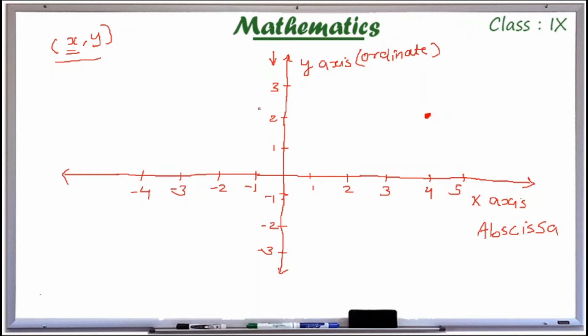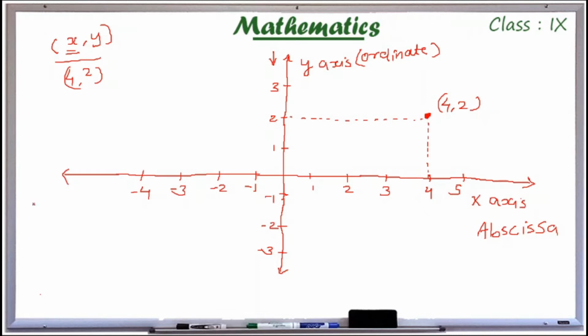So I can give this name. This point is located at 4 on the x-axis and 2 on the y-axis, so I can call it (4, 2). This is how we represent a point on a plane.